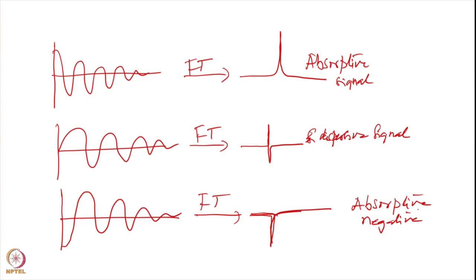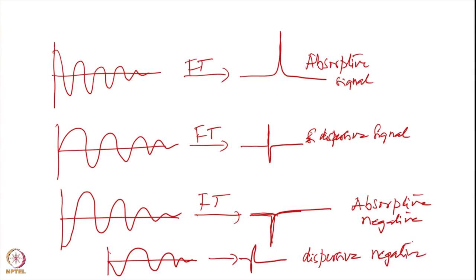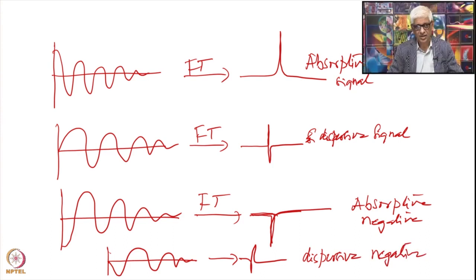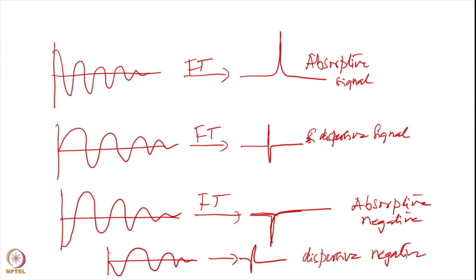And what is dispersive negative? So let me also draw that one here. Dispersive negative will go like this. So if I draw like that, this is dispersive negative. So typically, depending upon how we actually collect your signal, you will have different kinds of line shapes in your spectrum. Okay, this has important consequences as we will see in the practical aspects later. So this is with regard to the FID and then the signal.